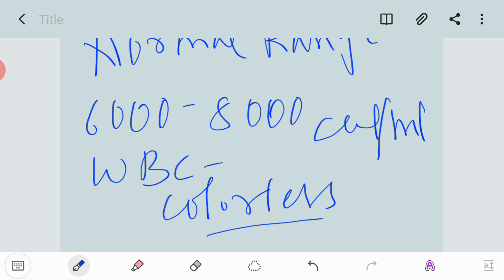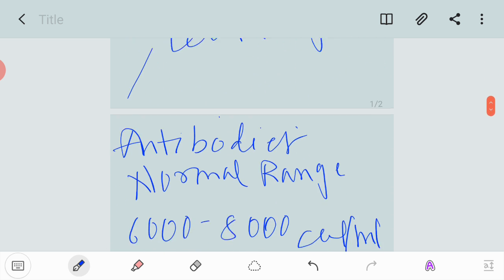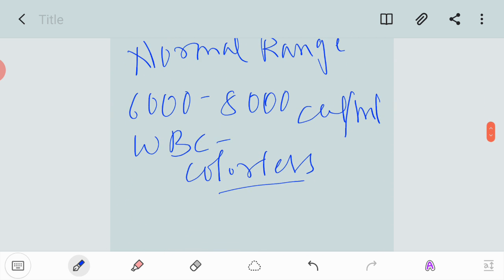Clear? If you saw before I erased, and you can reverse the video, I told you that RBC's normal range is 4.5 to 5 millions, and now I'm saying it is just thousands. So you can see the difference. RBCs are present in millions, WBCs are present in thousands. Now coming to the third one, platelets, these are just in hundreds. These are the least.